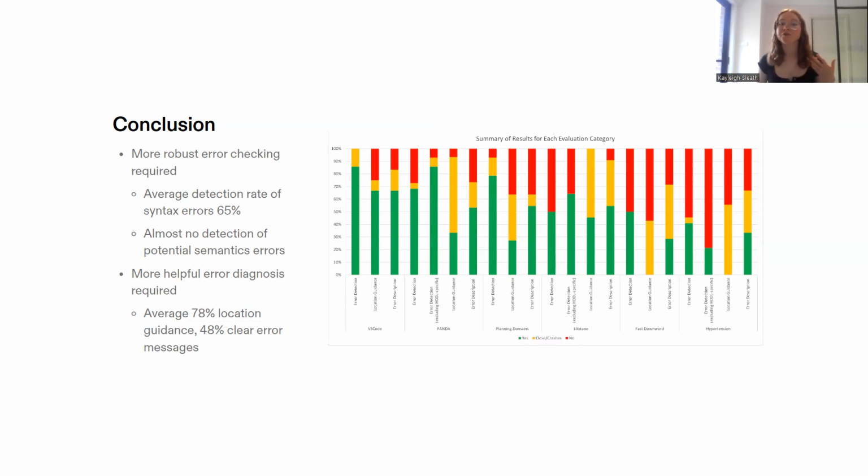As well as improved error detection being required, we also found that more helpful error diagnosis is required to help guide an inexperienced modeler to being able to solve their error. So on average, we found that of the errors picked up, 78% of them came with helpful location guidance, but only about 48% of them came with a clear and helpful error message.